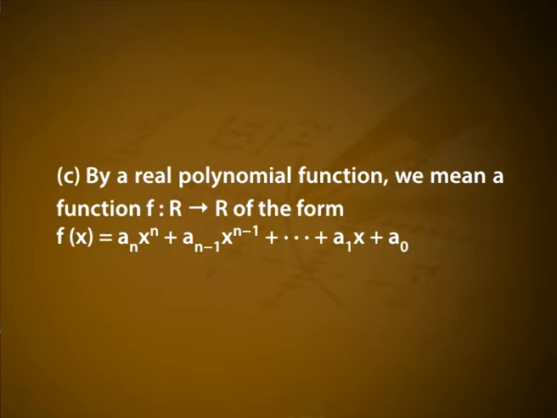By a real polynomial function, we mean a function f from the set of real numbers to itself of the form f(x) = a_n x^n + a_(n-1) x^(n-1) + ... + a_1 x + a_0, where the a_i's are real numbers.